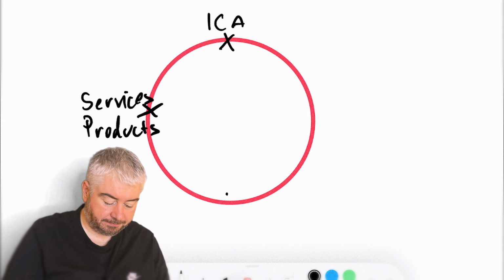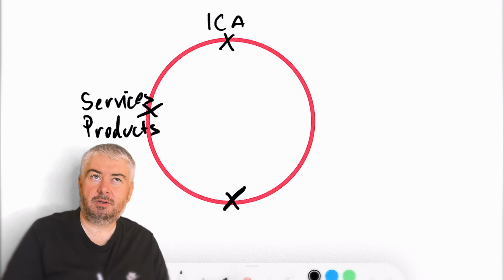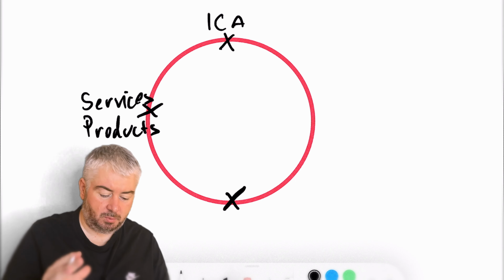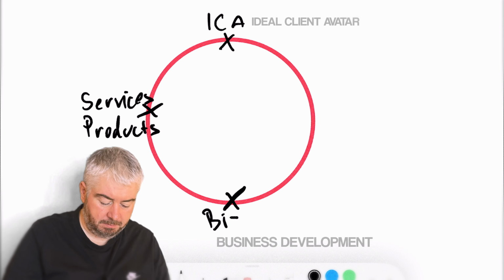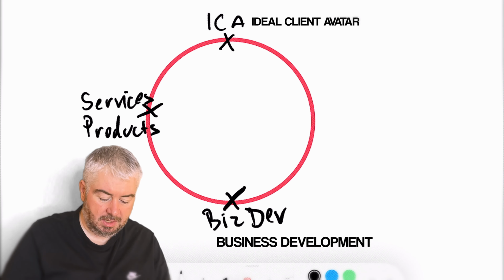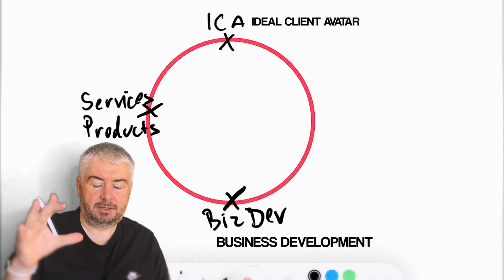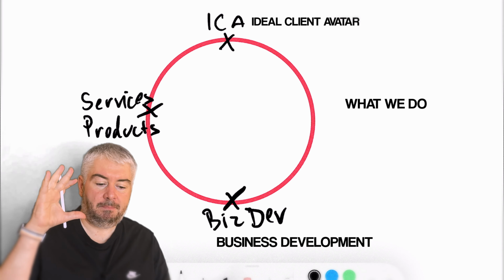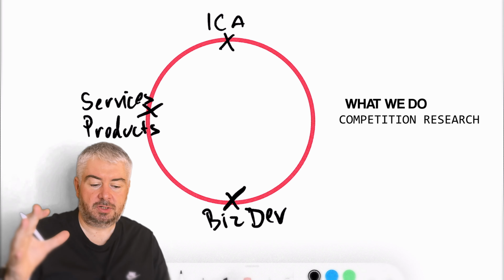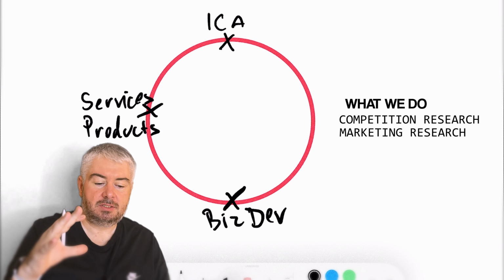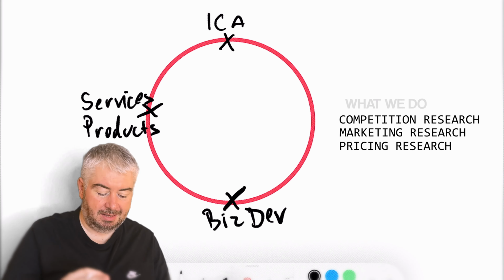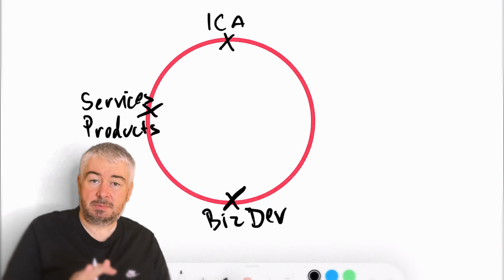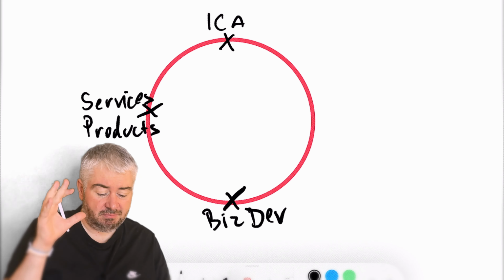Next thing, I'm still trying to come up with a good name for this third one. For now, I'm just using business development. Because here we do quite a few different things. We do some competition research, we do some marketing research, we do some pricing research, and so on. So like the business aspect of your product market fit goes here.